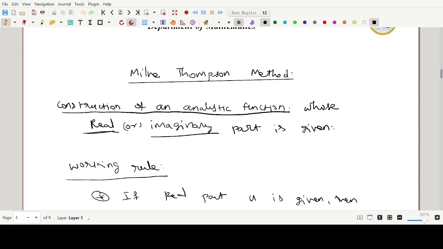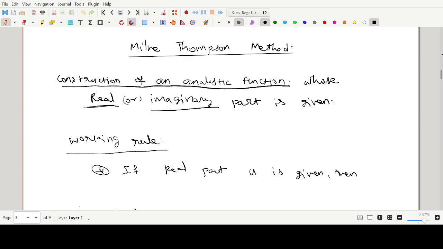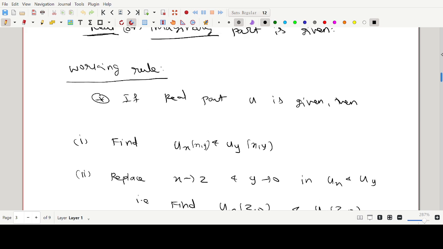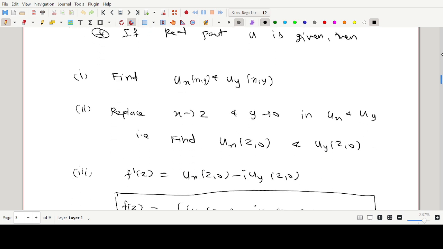So, construction of an analytic function: suppose the real part or imaginary part is given, then how do we find the corresponding analytic function f of z? This method was defined by Milne-Thomson, so that's why it's called the Milne-Thomson method. Here I mention the working rule. Suppose a real part u is given, then how do we find the corresponding analytic function f of z? The rule is mentioned here.